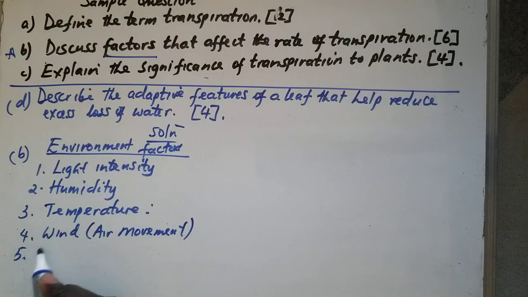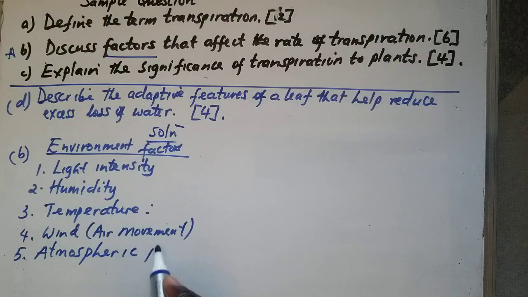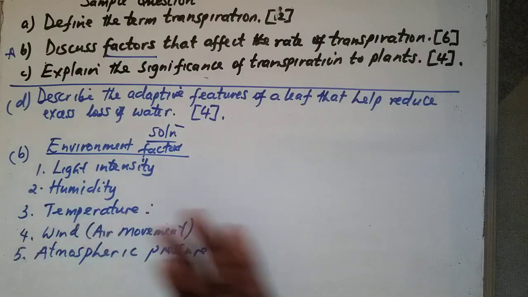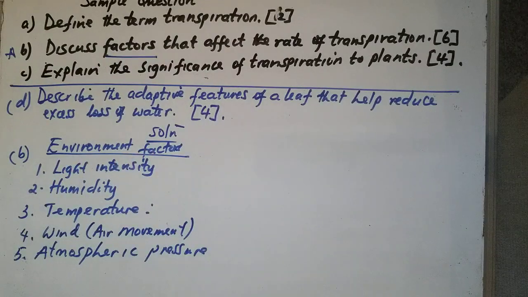Another factor that you could also include is atmospheric pressure. If the atmospheric pressure has increased, it actually leads to a decrease in evaporation. So that's what we mean. In places that have high atmospheric pressure, there's going to be a decrease of evaporation, and that in turn reduces the rate of transpiration.